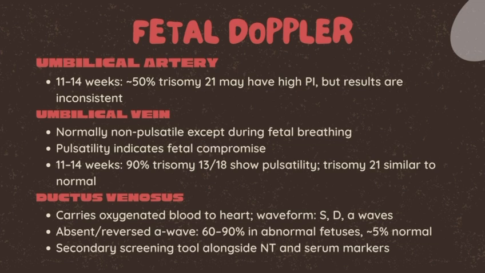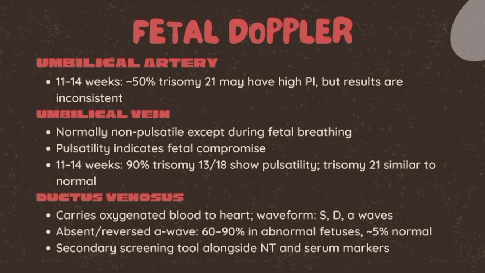Here is the last slide, which is about fetal Doppler. Doppler studies provide additional information about fetal circulation. In the umbilical artery, studies between 11 and 14 weeks have shown that around 50% of trisomy 21 fetuses may have an increased pulsatility index (PI), although findings are inconsistent.